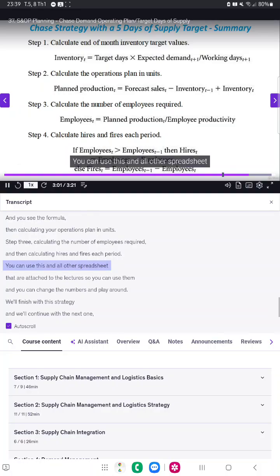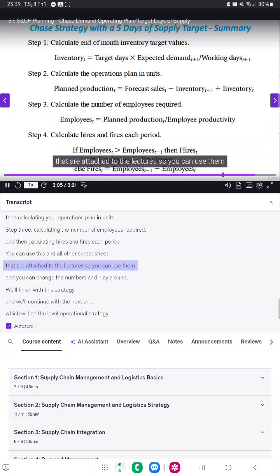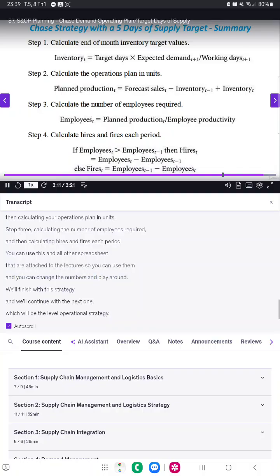You can use this and all other spreadsheets. They are attached to the lectures, so you can use them and you can change the numbers and play around. We'll finish with this strategy and we will continue with the next one, which will be the level operation strategy.